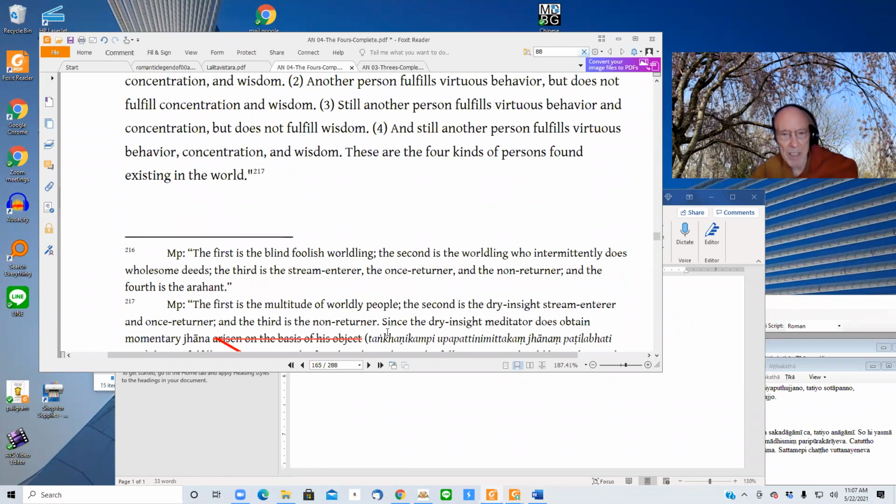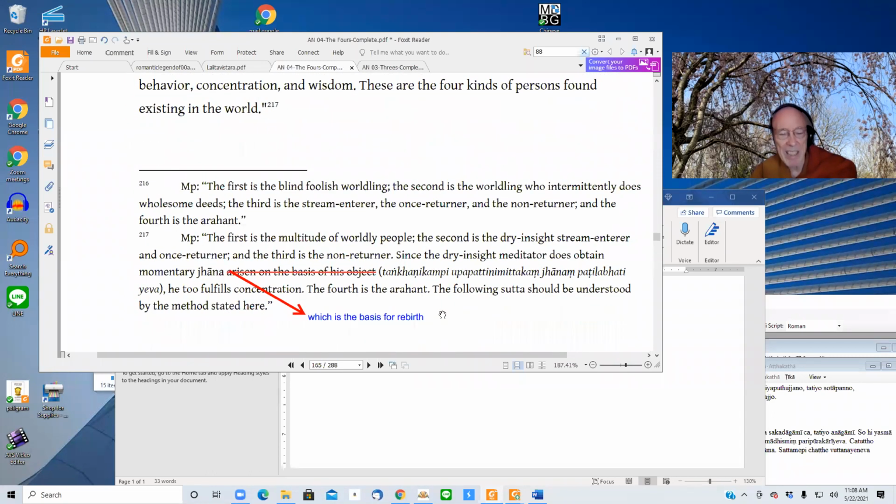Okay, so that is the third person mentioned here. And just remaining with the third person, by obtaining that momentary jhana close to the death process, that would be enough to say that this person fulfills samadhi. Okay, then we have the person who fulfills sila, samadhi, and panna, good conduct, concentration, and wisdom. So that is the arahat.